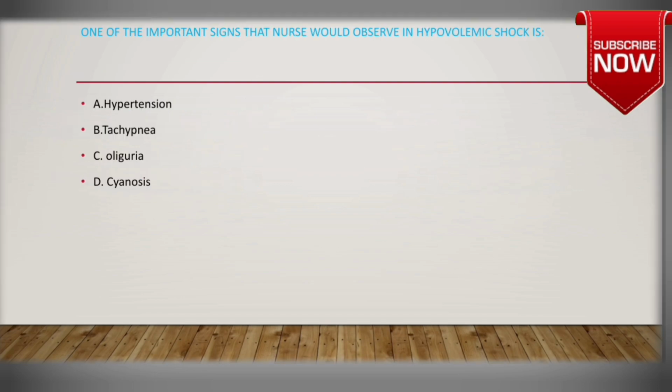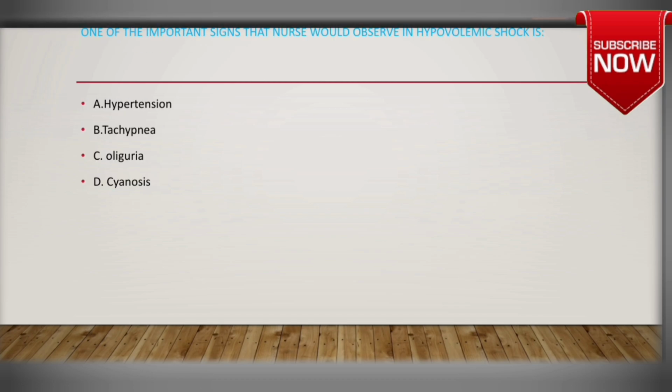dividing. One of the most important signs that the nurse would observe in hypovolemic shock is option A, hypertension. Option B, tachypnea. Option C, oliguria. Option D, cyanosis. The correct answer is option C, oliguria.